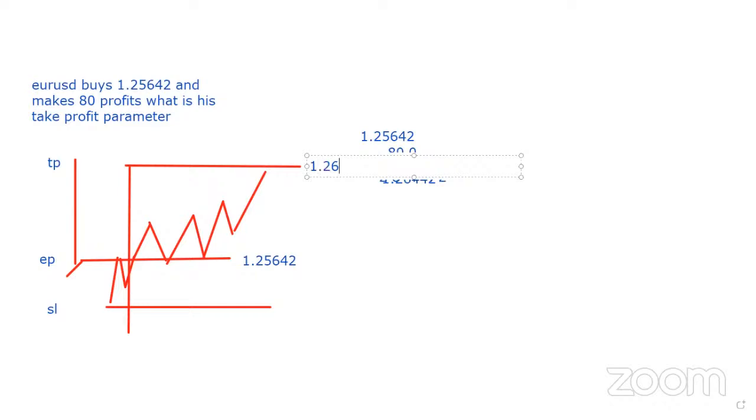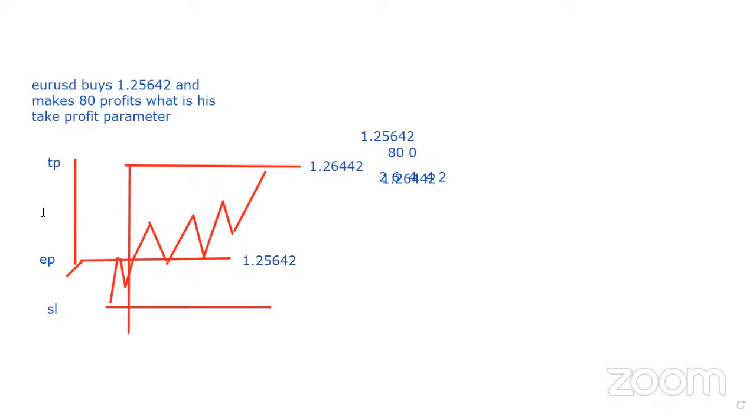1.26442. Okay, so this is our take profit. That means we entered the market at 1.25, and now we are taking profit at 1.26. Price has moved 80 points from where we entered the market. It is higher than our entry point, so it has appreciated. We've made 80 pips profit.